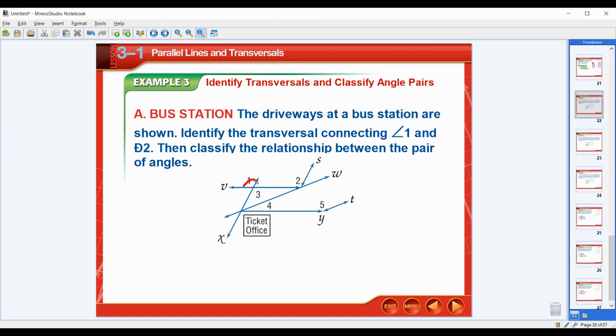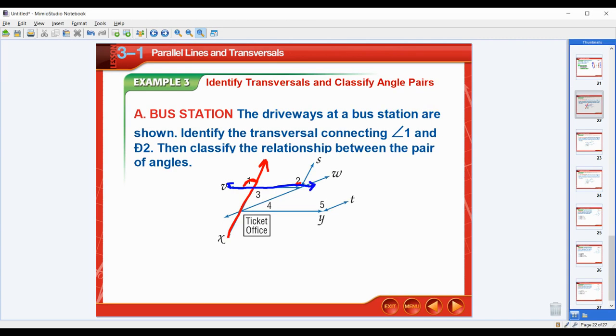So if this is angle 1 and this is angle 2. Angle 1 and angle 2. We've got to classify the relationship between the pair of angles. Now, I would say here that our transversal is line X. Okay, line X. And we want to know here, what is angle 1 and angle 2? What kind of angle relationship is that?